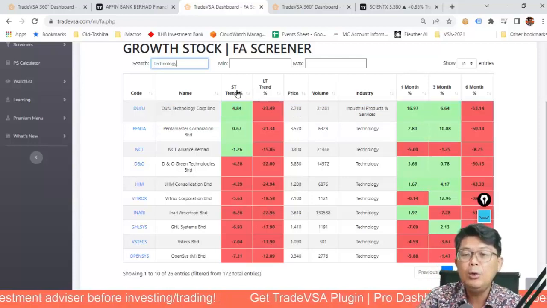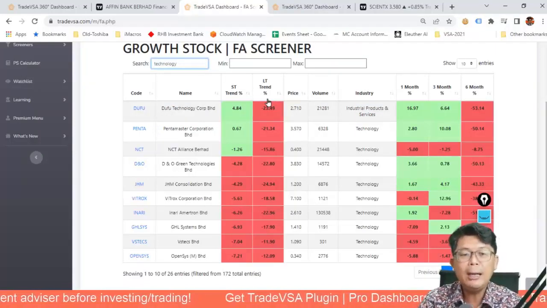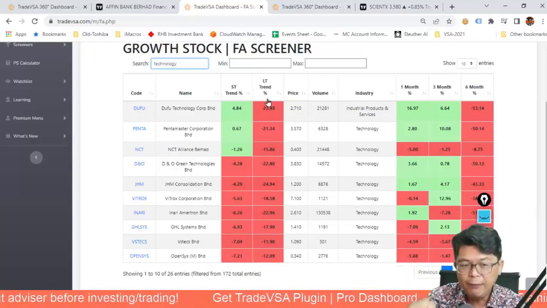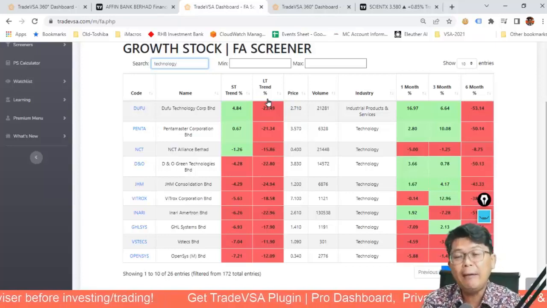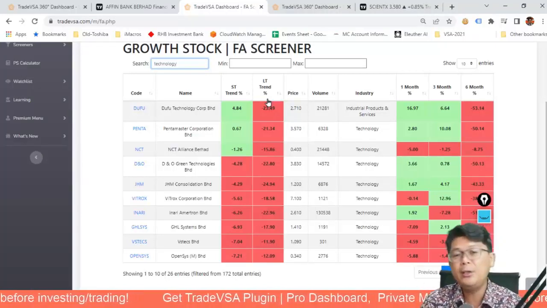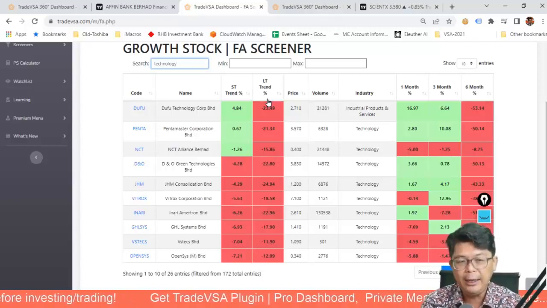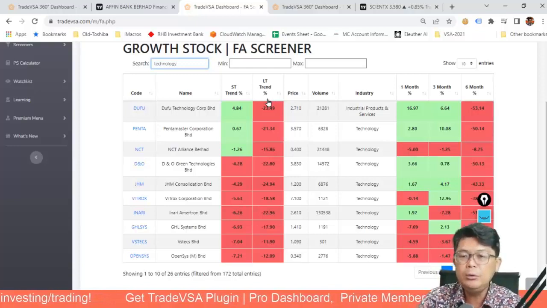Now remember, when it comes to timing, we look for ST and LT, ST and LT green. So we need to get both correct: the FA correct and then the TA correct. So usually I start with FA first, then from FA, I go to the TA. All right, keep that in mind. But you can do TA first, then FA, depending on what you want. But follow me, do FA first, then only do TA.